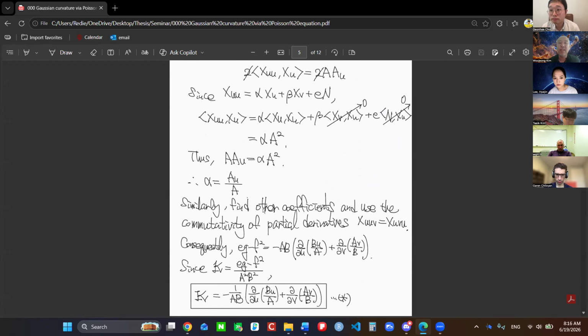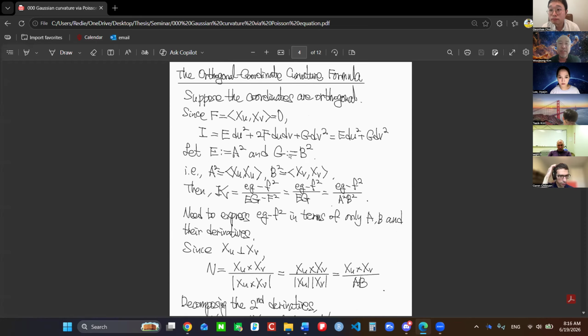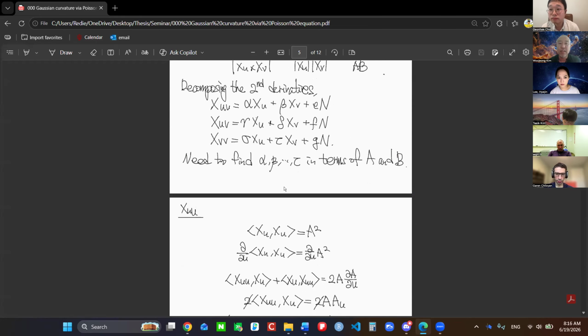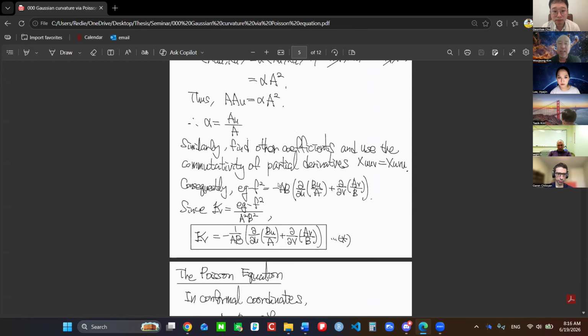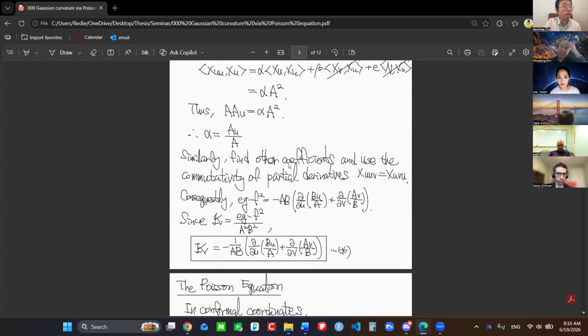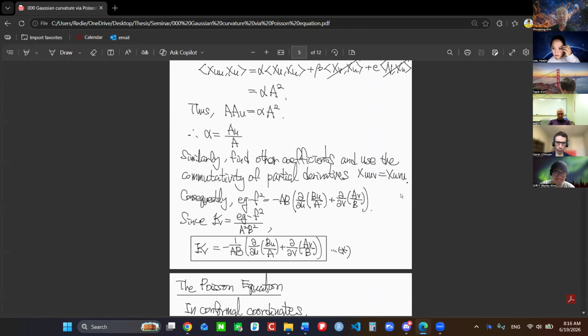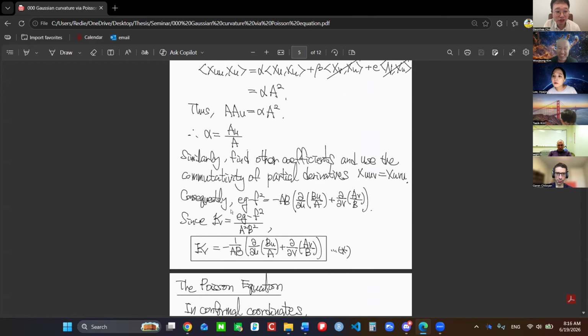Similarly, we can find the other coefficients like this way, but the computation was too long and complicated, so I just omitted it. And we can use the commutativity of partial derivatives, like xuv is xvu. So we can solve the system of equations. So consequently, there's a question.